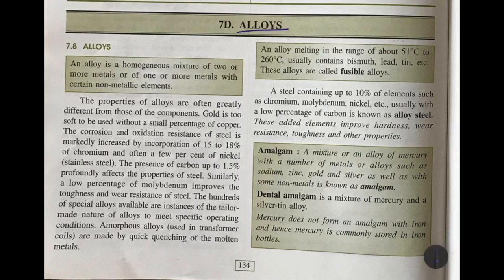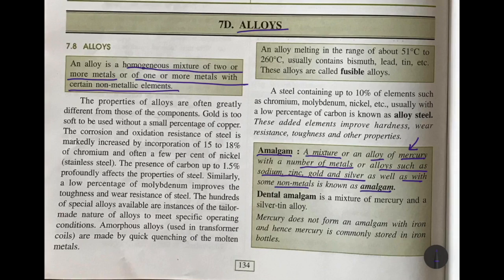Now you know what an alloy is. To define alloy, it is a homogeneous mixture of two or more metals or of one or more metals with certain non-metallic elements. Another alloy is known as amalgam. It is an alloy of mercury. You know, mercury is the only liquid metal. Its alloy with a number of other metals such as sodium, zinc, gold and silver, as well as with some non-metals, is known as amalgam. And remember, children, dental amalgam is a mixture of mercury and silver-tin alloy.